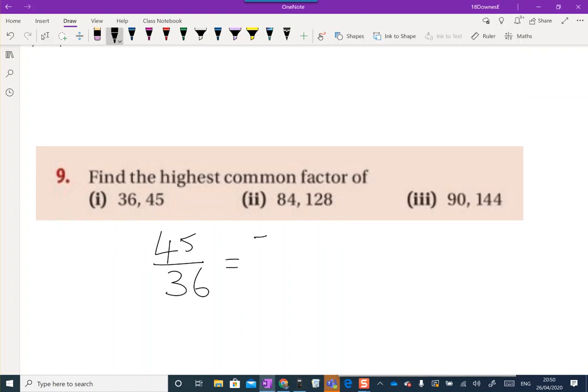which is 5/4. Now, 45 divided by 5 is 9, and 36 divided by 4 is 9. So 9 is the answer. Now, sure enough, we've been able to do that by inspection, but I won't be able to do them all by inspection.